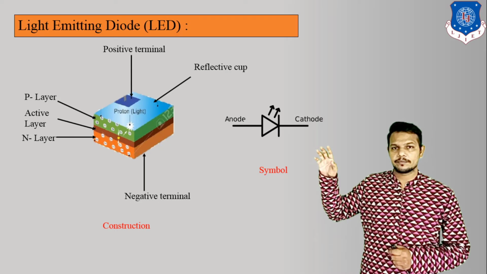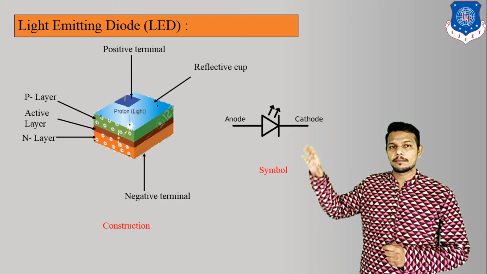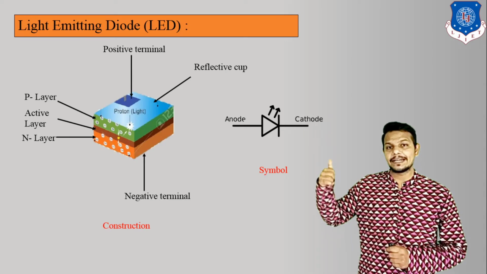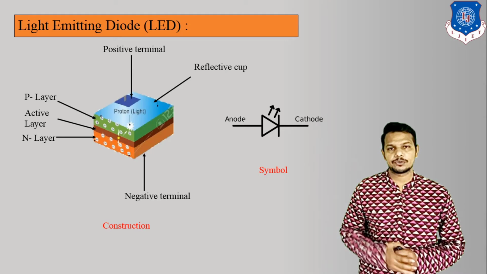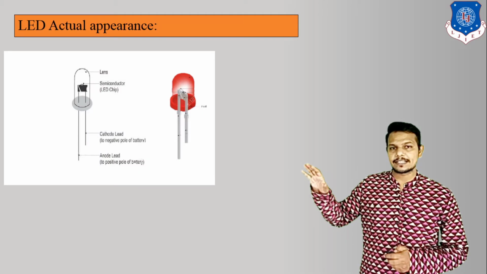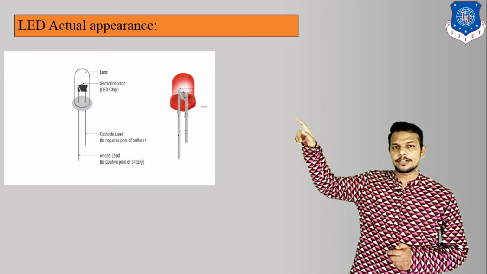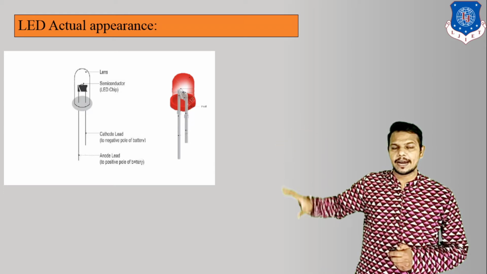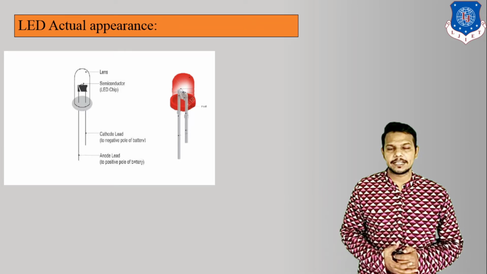And this is the symbol of an LED. Basically this is a PN junction diode, but here we have to mention the arrow indication. That indicates light is emitted from this diode. So that means this is the light emitting diode. And this is the actual appearance of an LED. This is the lens, the red color indicates the lens. Below that are the semiconductor material and two leads. One is the anode and the other, shorter one is the cathode.